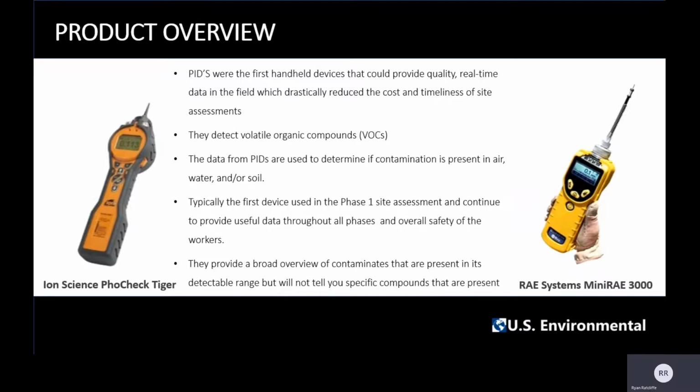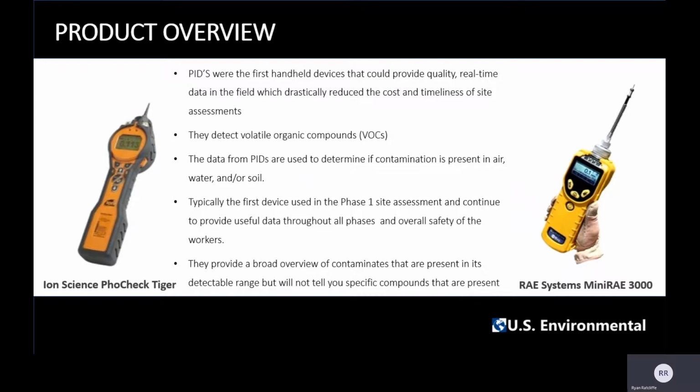The data from PIDs are used to determine if contaminants are present in the air, water, and/or soil. And they're typically the first device used for phase 1 site assessments and used to continue on phase 2 site assessments and the environmental cleanup, remediation, and the overall safety of the workers. So throughout all phases, the PID would be on site and being used.